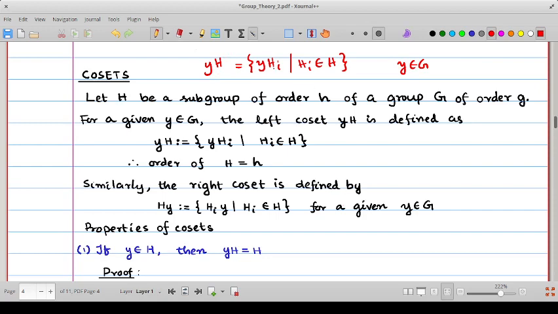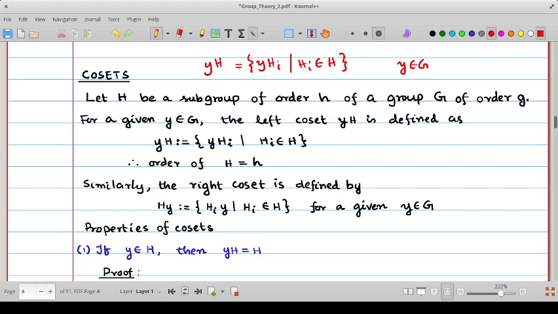Now, if the order of the subgroup H is given by small letter h, then there will be h products like this in the set, and therefore the number of elements in the coset is also equal to h.